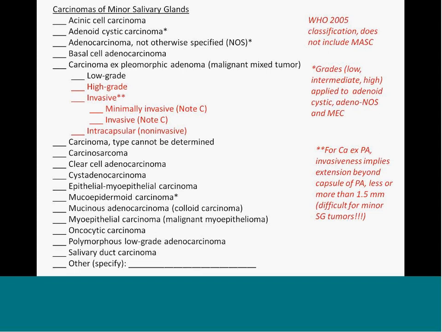Carcinomas of the minor salivary glands. This is the list that they give. This is the WHO 2005 classification. It doesn't include some newer entities such as mammary analog secretory carcinoma.